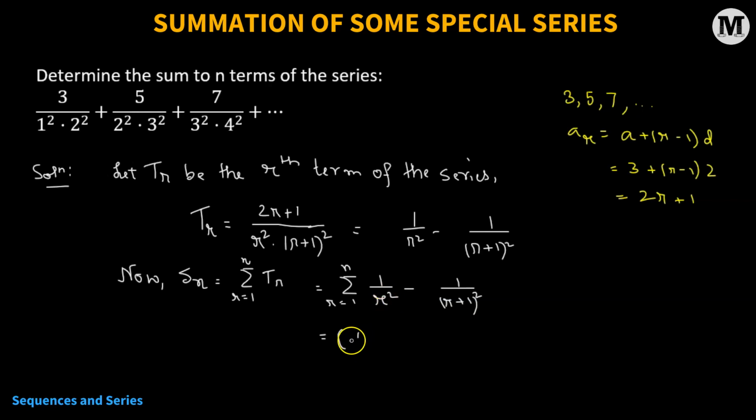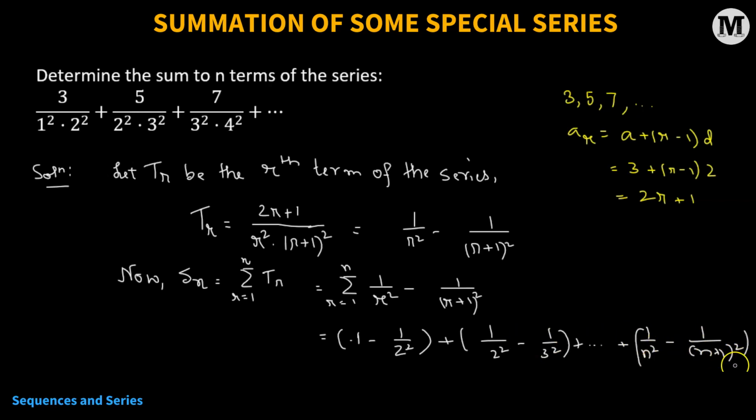That gives us 1 over 1 squared, or simply 1, minus 1 over 2 squared. This will get added to the second term, which is given by 1 over 2 squared minus 1 over 3 squared. This is going to continue all the way up to the nth term. That will be given by 1 over n squared minus 1 over n plus 1 whole squared.